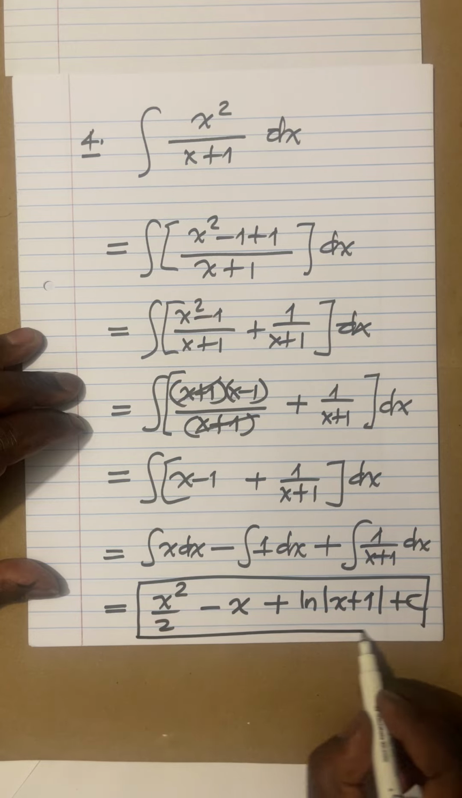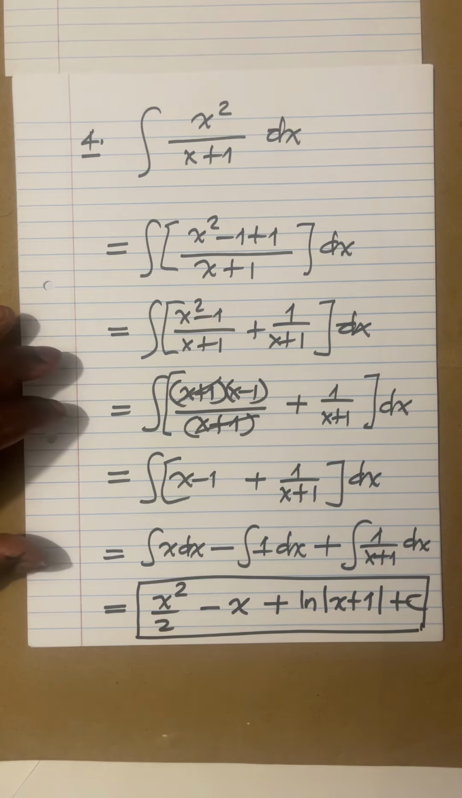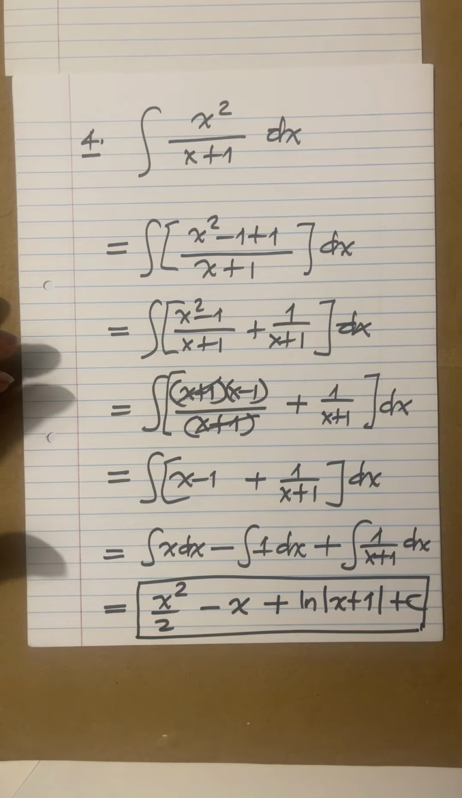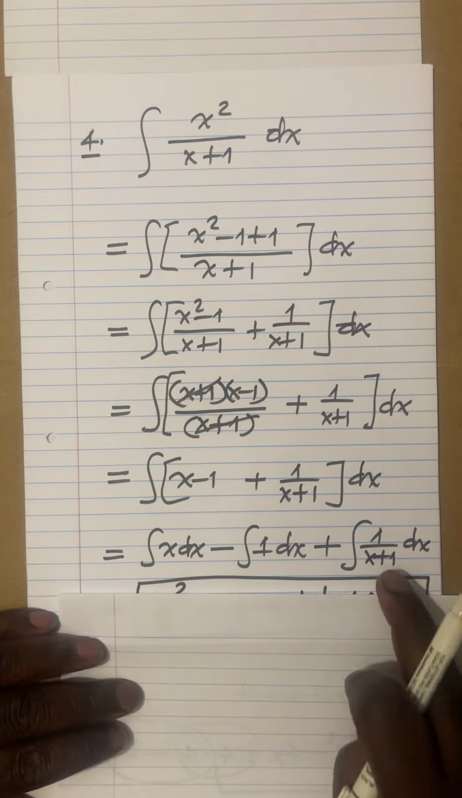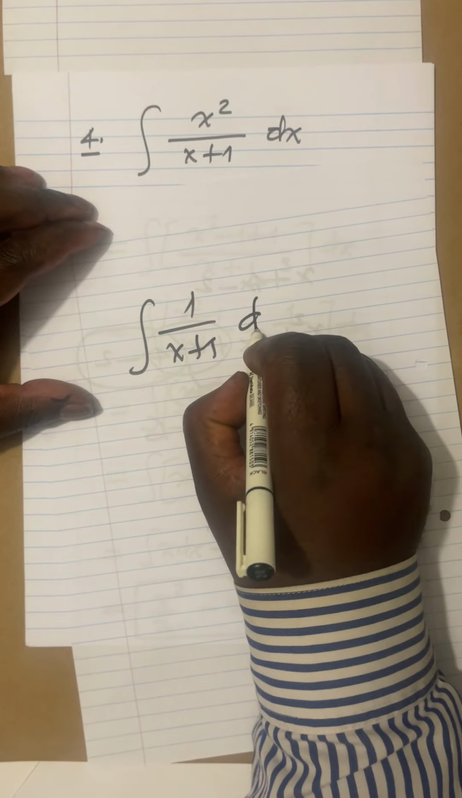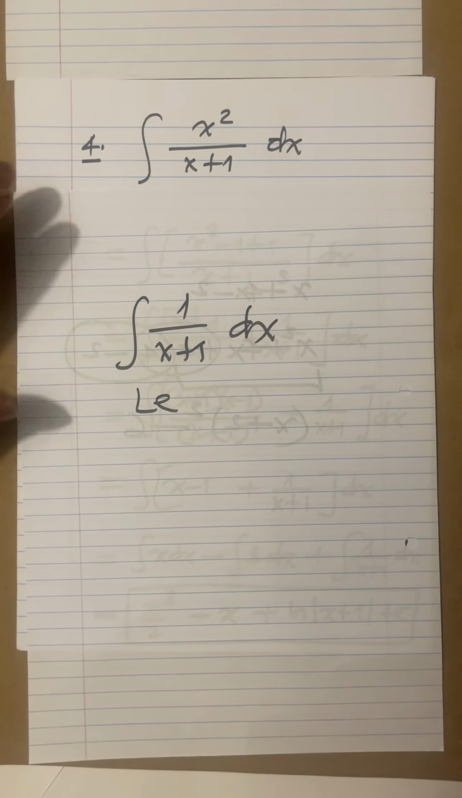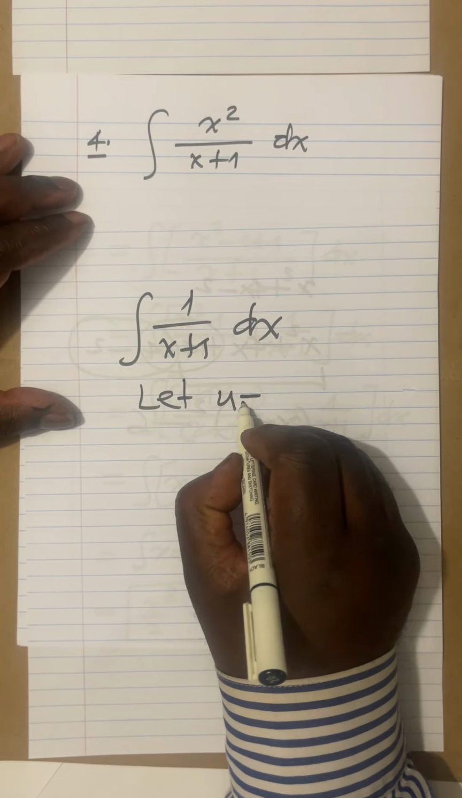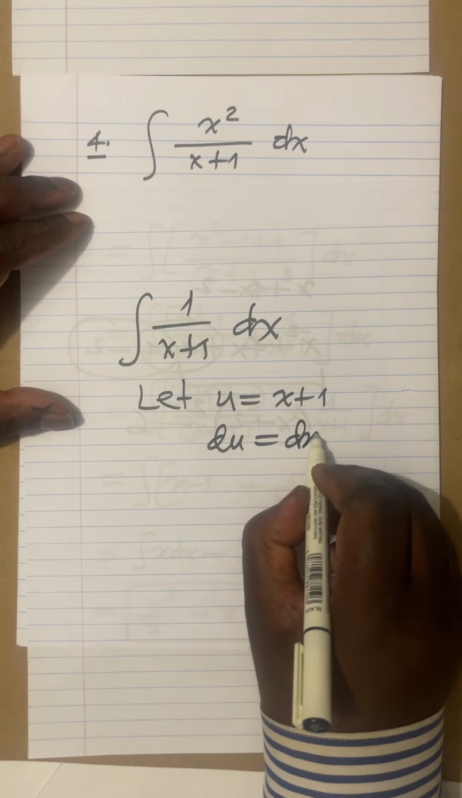But let's explain why the integral of 1 over x plus 1 dx is the natural log of x plus 1. I'm going to do it here. I want to show you that it is equal to this one. The integral of 1 over x plus 1 dx, you use u-substitution. You say let u be equal to x plus 1, and therefore du will be equal to dx.